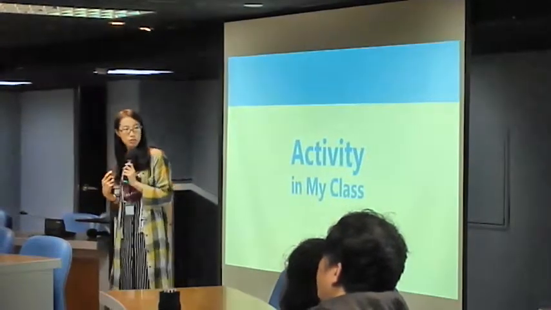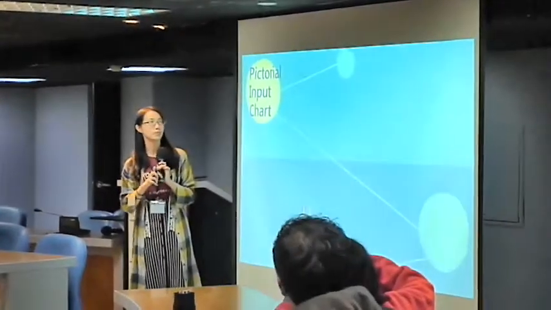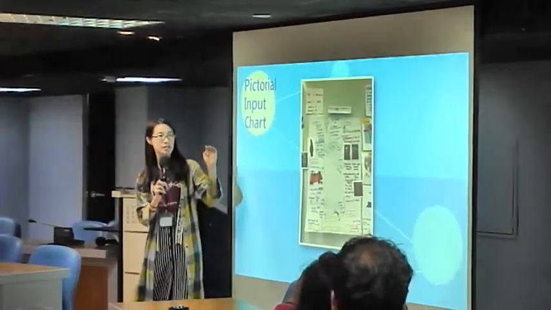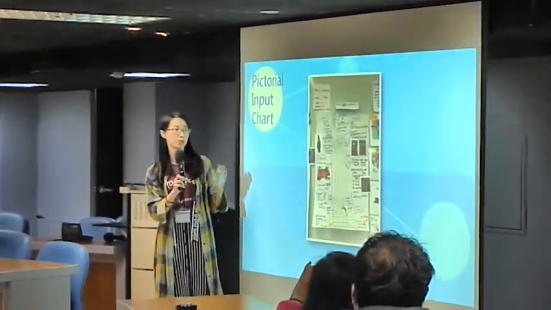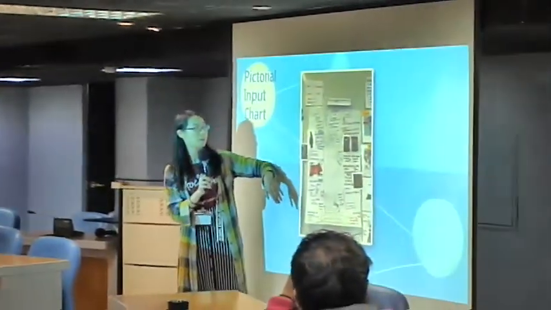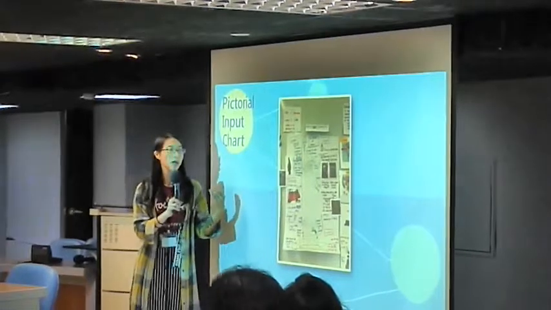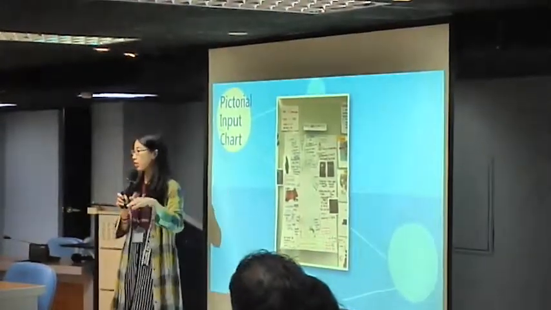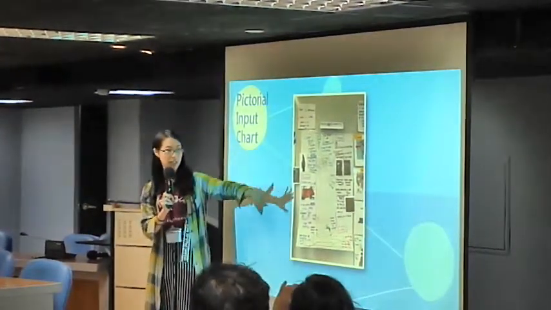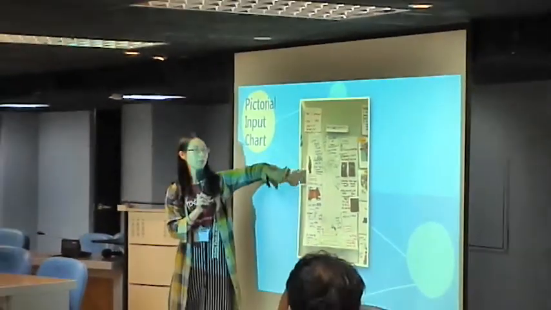And I'm going to introduce the activity in my class: the pictorial input chart. We learned about the Statue of Liberty, and the drawings are done by teachers. Here are some pictures and words. We need to introduce this to students, and after the introduction, we read some key points together. We mention some keywords, and students have to come up to pass the pictures and the words here.